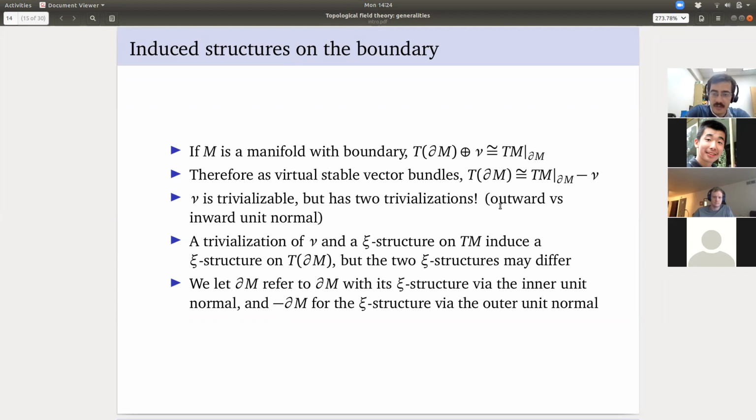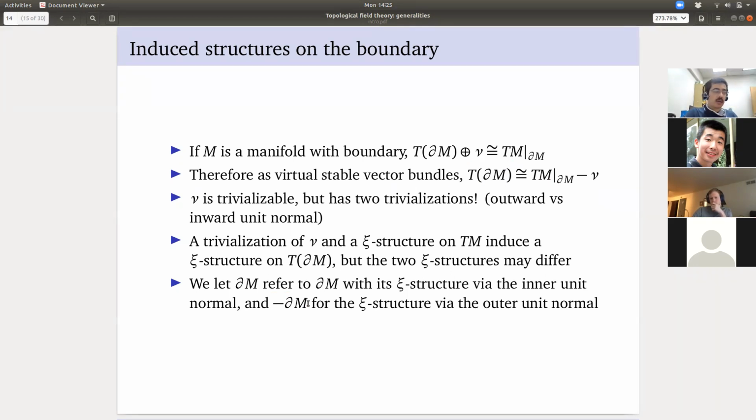Therefore, let's say I have a psi structure on M, on the tangent bundle. Then if you trivialize the normal bundle, the tangent bundle of the boundary and the tangent bundle of the bulk are now stably equivalent on the boundary. And therefore, a psi structure on the bulk induces a psi structure on the boundary. So that is how we're going to define Bordism, but it matters which trivialization we took. We're going to say boundary of M means that we refer to it with its inner unit normal trivialization, and minus that to refer to the opposite one, the outer unit normal.